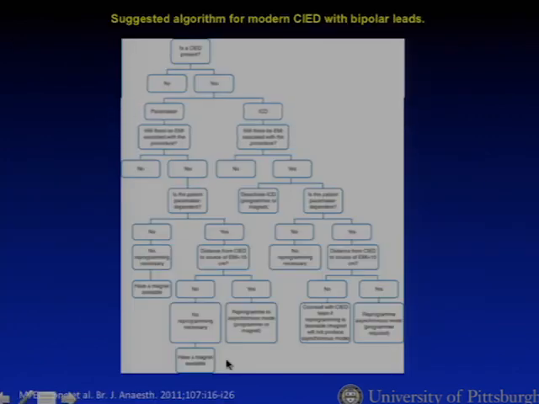For further reading on the topic, I actually found this algorithm published in the British Journal of Anesthesia to be more useful than the guidelines. And so I would draw your attention to the section that deals with our patient who has a pacemaker only, not a defibrillator, and will there be EMI associated with the procedure? If not, you're done. If yes, the key question is the patient pacemaker dependent? And your options are reprogramming versus magnet application.